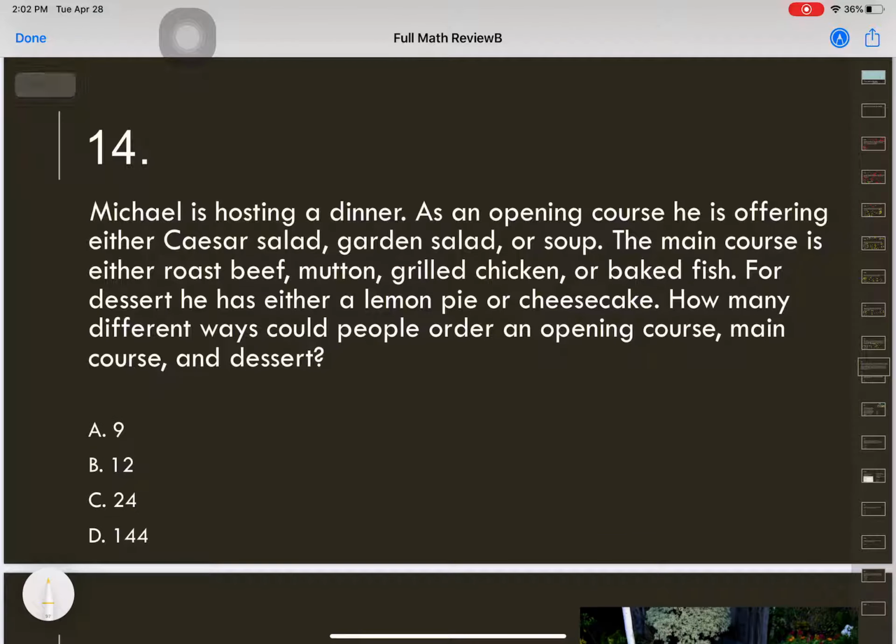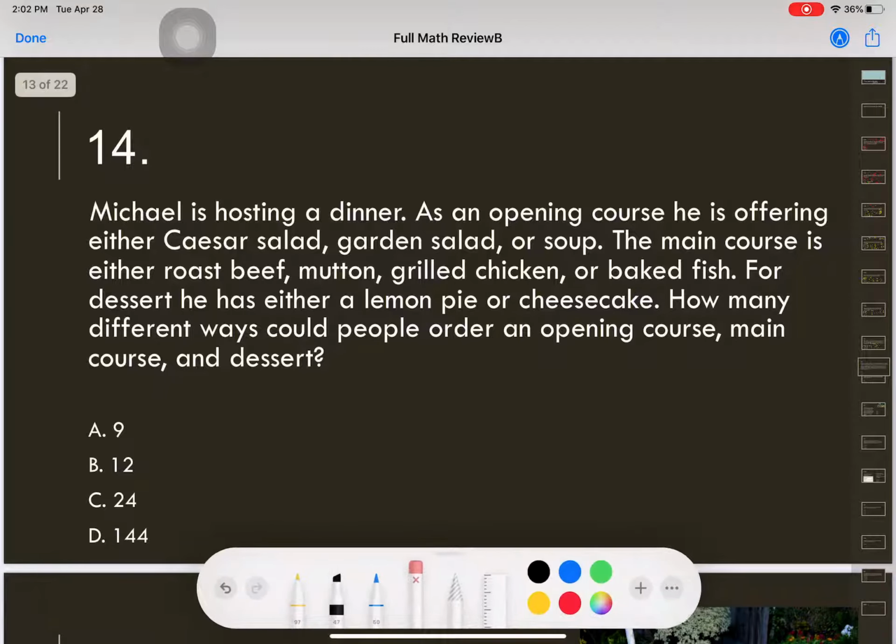14. Michael is hosting a dinner. As an opening course, he is offering either a Caesar salad, a garden salad, or soup. So that's 3 openers, or 3, not entrees. I went blank. So it's either Caesar salad, garden salad, or soup.